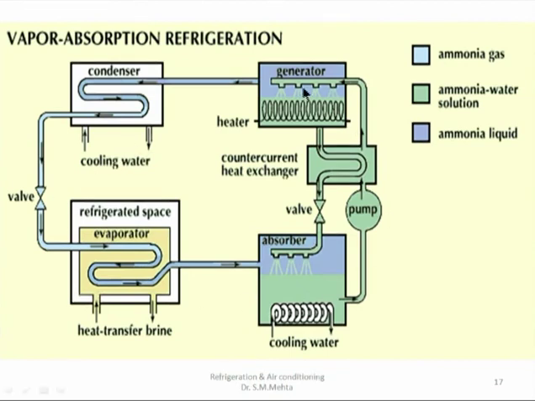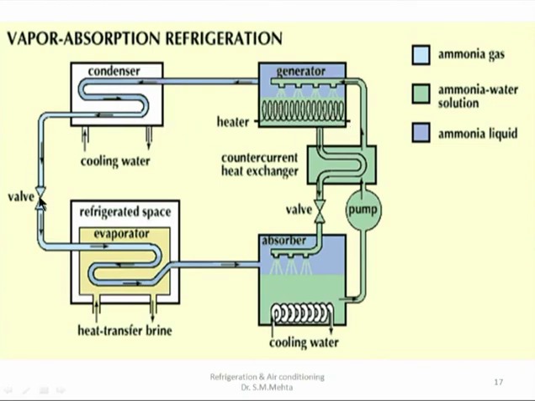This is a vapor absorption refrigeration system. Here this is a generator. Here I would like to mention that the weak solution coming out from the generator to the absorber is sprayed so that it can enhance the absorption process, right? And here a coil form of heater is shown.